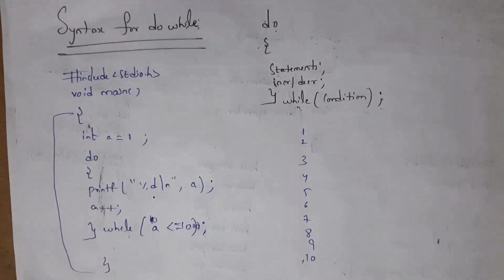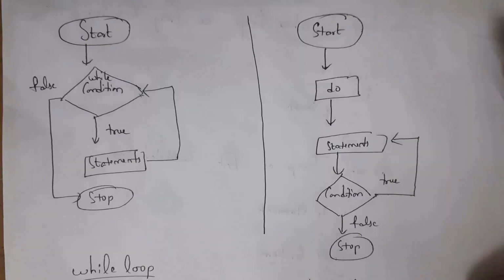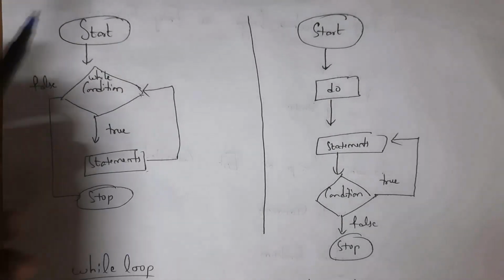Whenever you give 1000 here, you will get output from 1 to 1000. Guys, this is the flowchart for while loop and do while loop. This is the flowchart for while loop. At first you need to start.